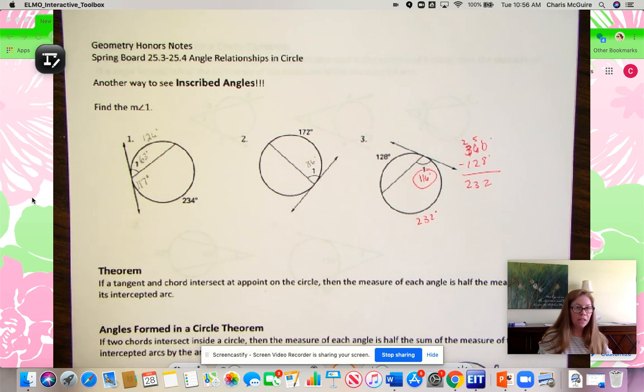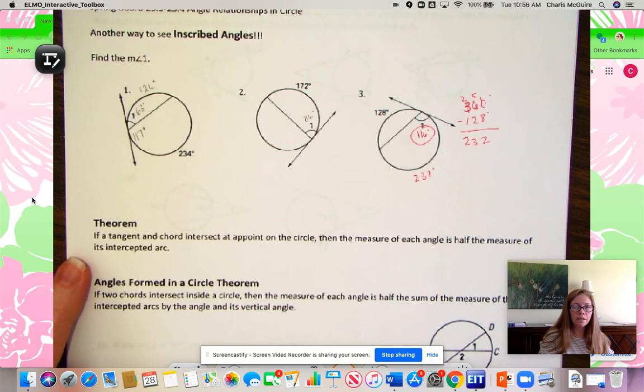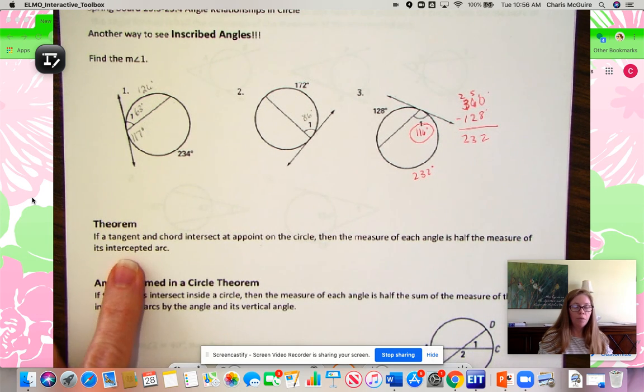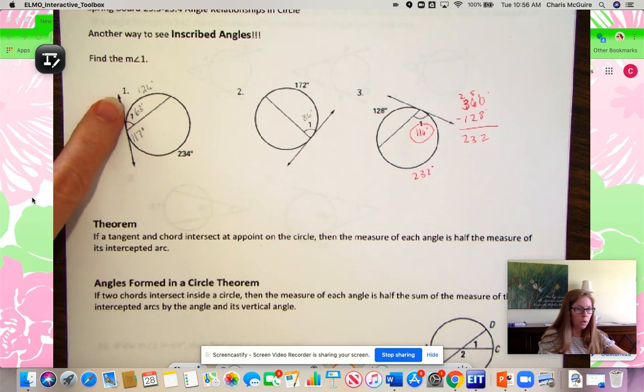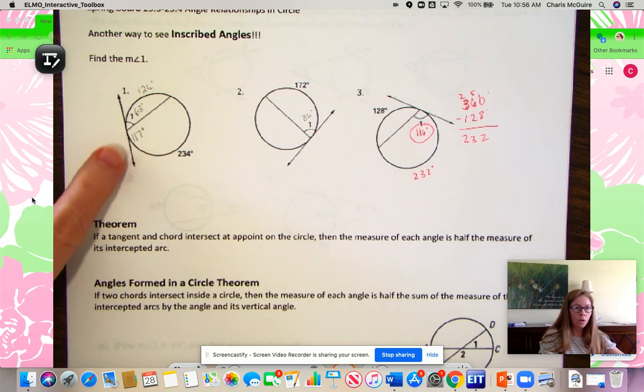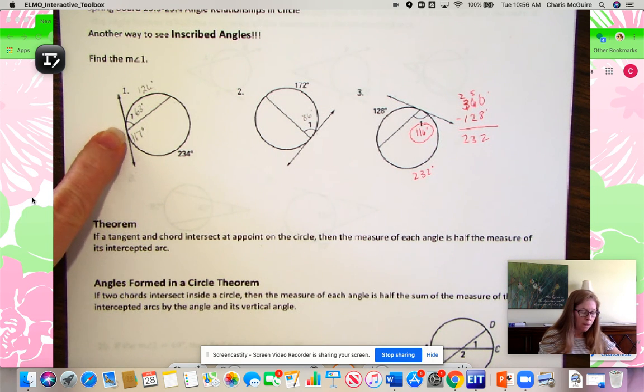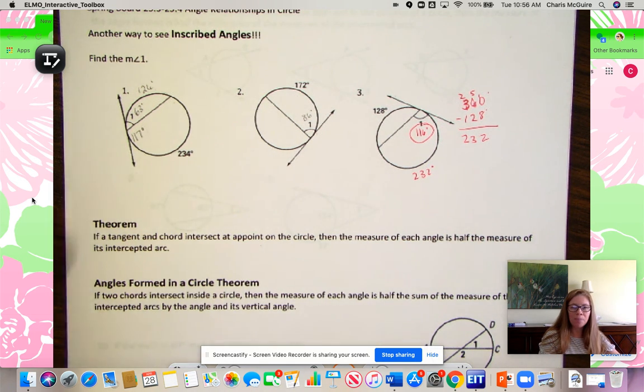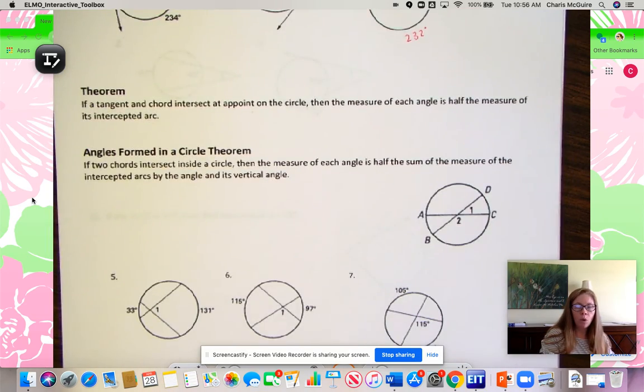All right, so the theorem that goes along with this is actually right here at the bottom. If you have your theorem paper with you, go ahead and you can write this in there. But this is: if a tangent and a chord intersect at a point on the circle, so that's what we're talking about before, we have a tangent and a chord, and they're intersecting on the circle, the vertex is on the circle, then the measure of each angle is half the measure of its intercepted arc, and that describes an inscribed angle. So there you go. All right, so we have 2 more theorems to look at, and we have chords.